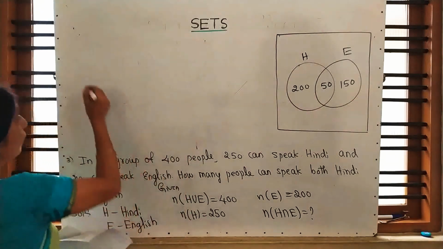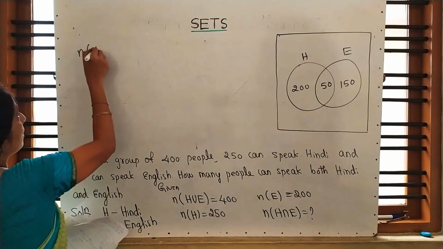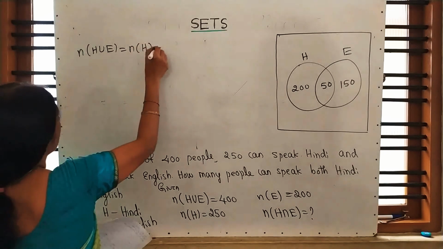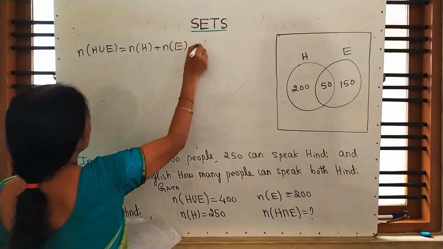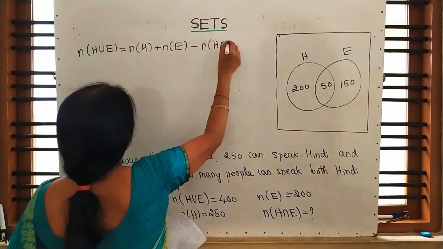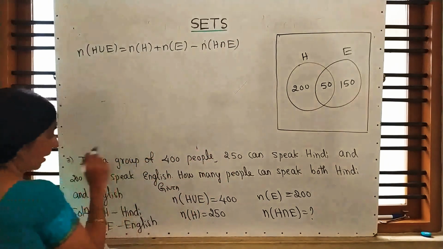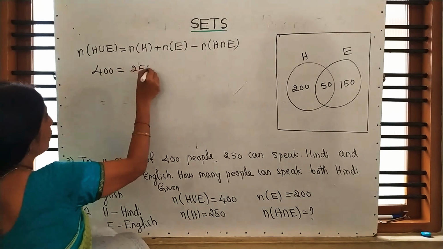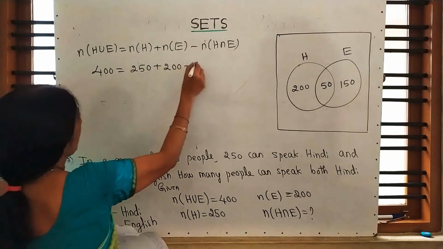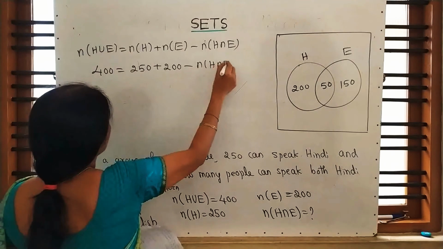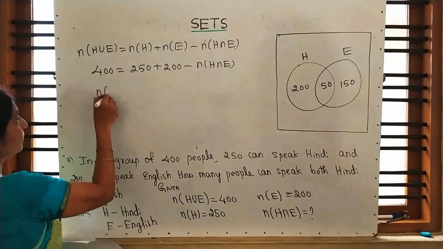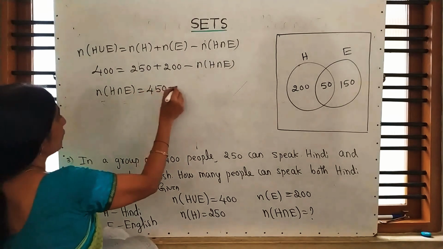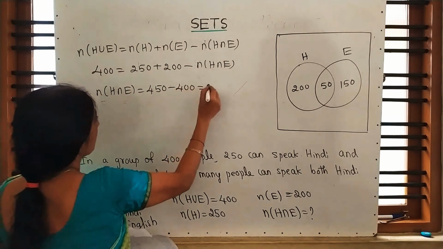And with the help of the formula, we have n of H union E is equal to n of H plus n of E minus n of H intersection E. Just substitute the values. It is 400 is equal to 250 plus 200 minus n of H intersection E. Take it here, and it is 450 minus 400. Is it 50 or what?